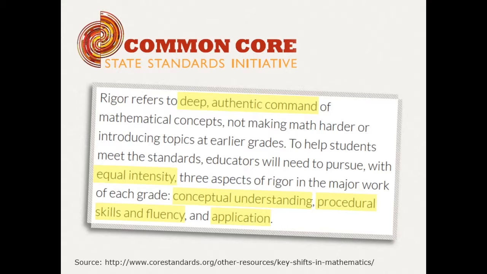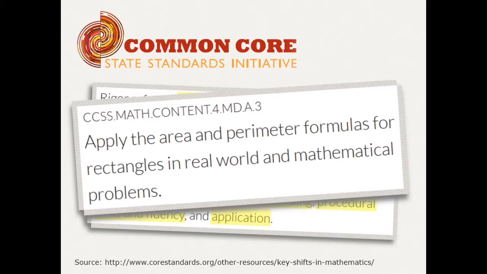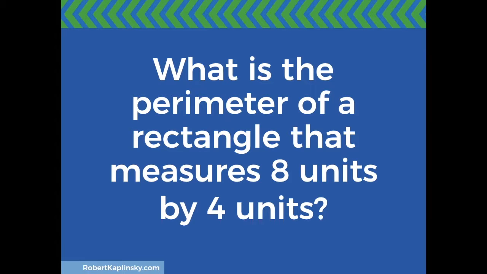So I want to explore what deep authentic command looks like, because until we've actually seen what we're looking for, it's really hard to know how to achieve it. And to explore it, I want to explore it with this fourth grade standard, applying the area and perimeter formulas for rectangles in real-world and mathematical problems. So take a look at this problem.